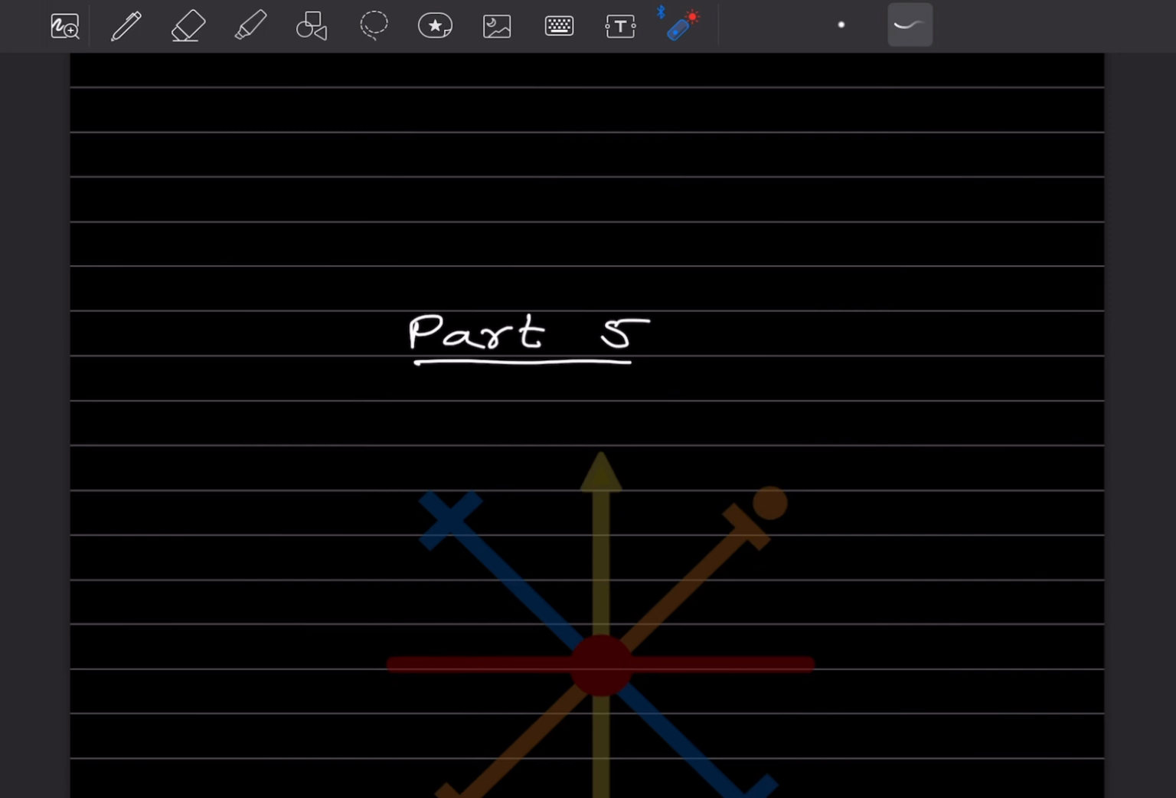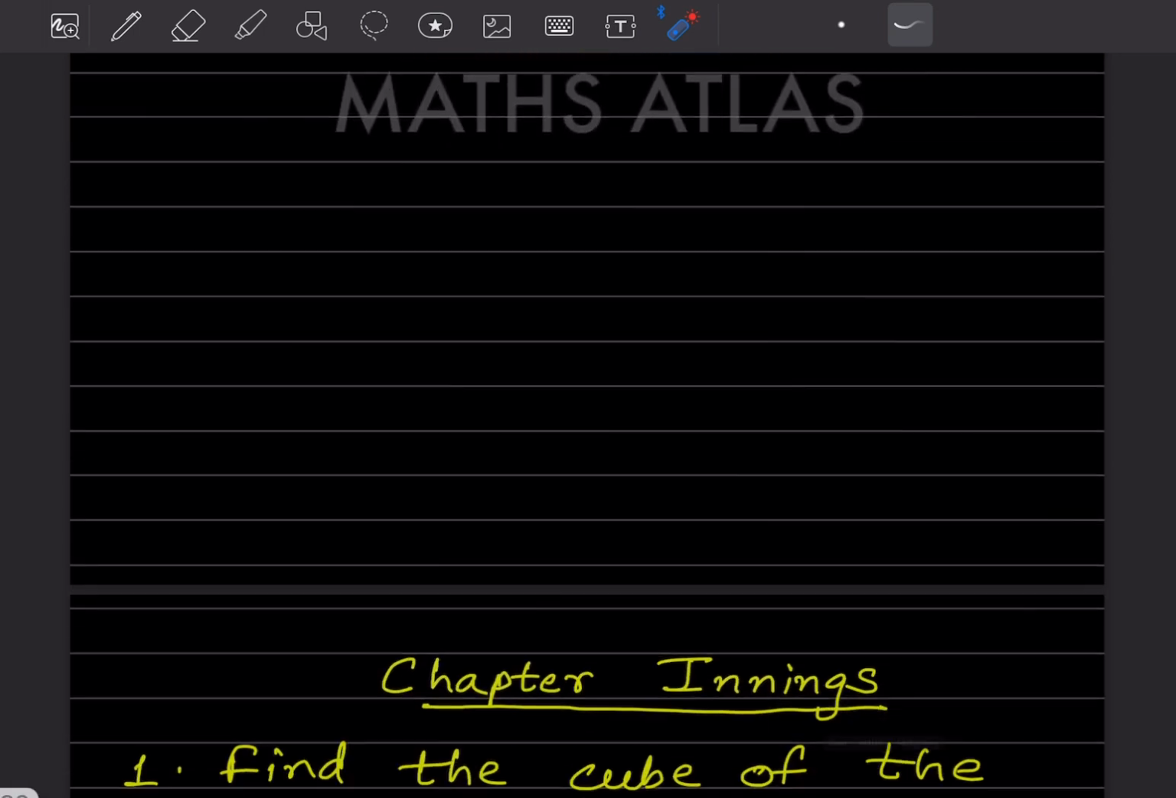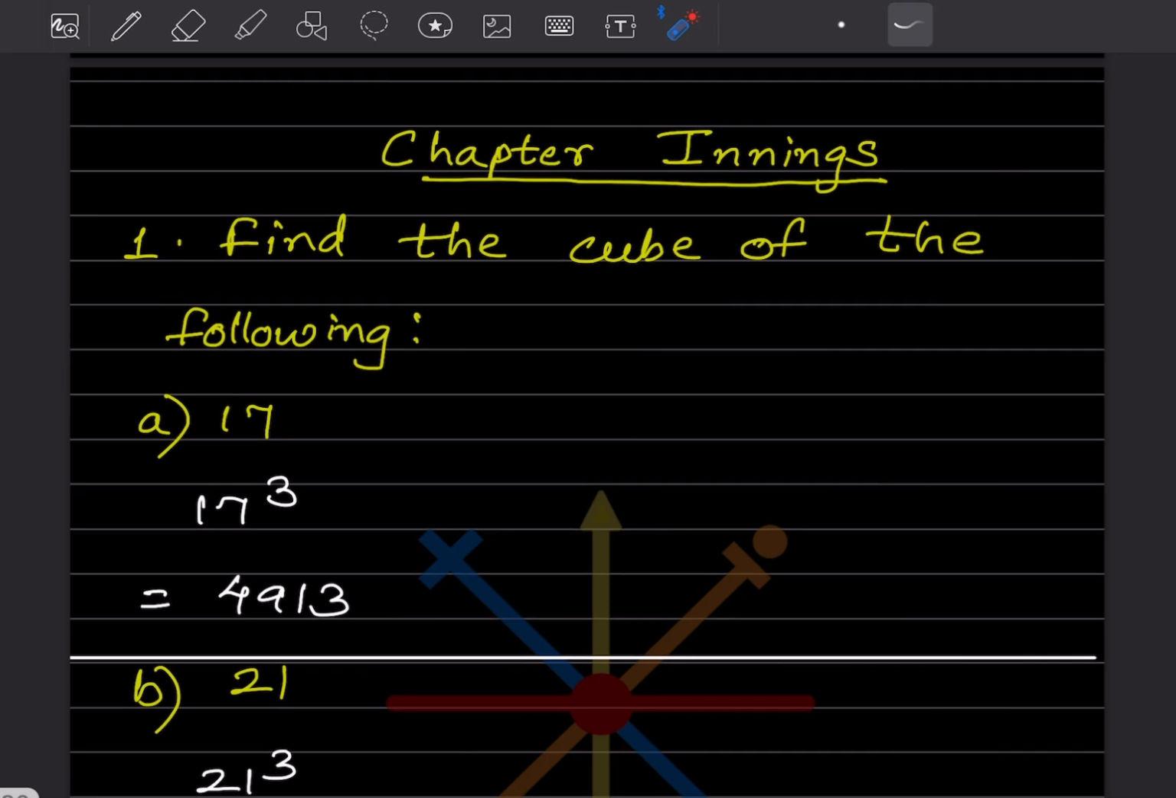So today let us see part 5 of the same topic, that is cubes and cube roots. We have already done some of the exercises, you can have a look at the videos. Now we'll see the chapter endings.